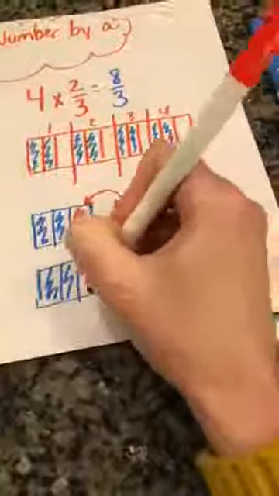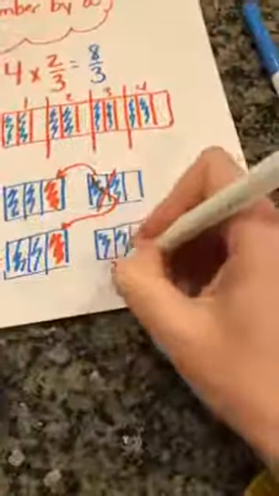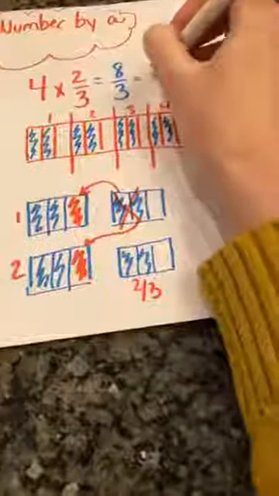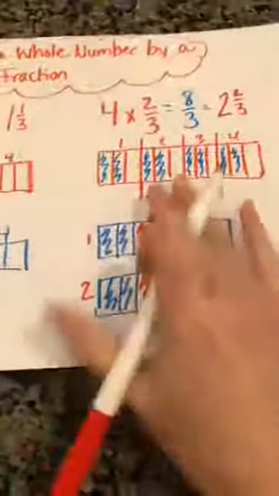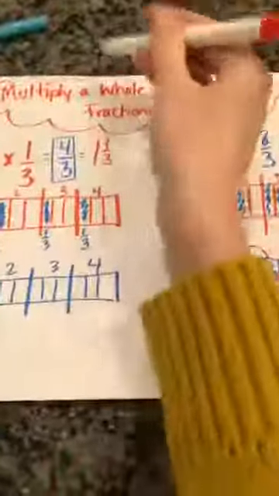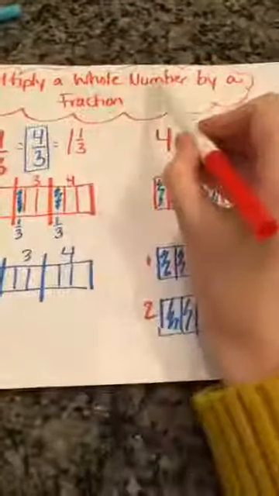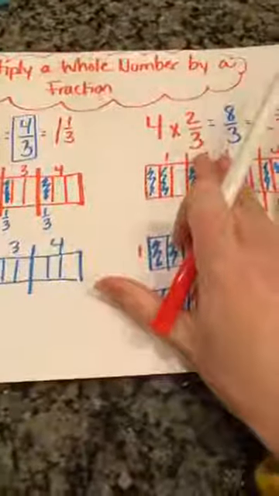simplify this if I wanted to. And then you can see that there's 1 whole, 2 wholes, and 2/3. So this is renamed as 2 and 2/3. So this visual fraction model really allows you to multiply a whole number by a fraction in a visual way.